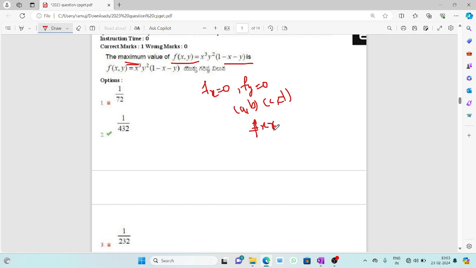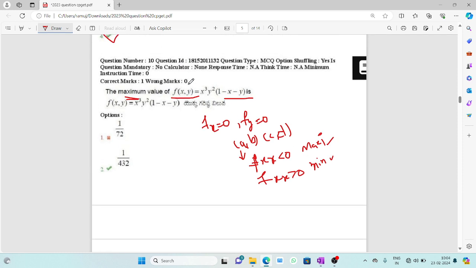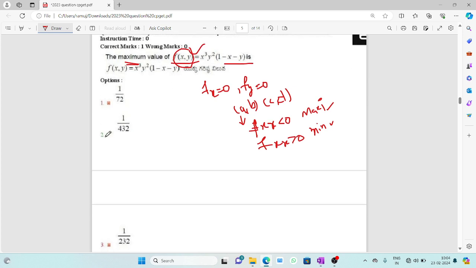You can differentiate partially twice, and you will get some function. If you substitute these points in this function and the value is less than 0, that point is a maximum point. If the value is greater than 0, that is a minimum. You can substitute the points one by one and find whether each point is a maximum or minimum. After getting that point, you simply substitute it in the given function, and you will definitely get the maximum value. You can try that one. I hope you can do it.